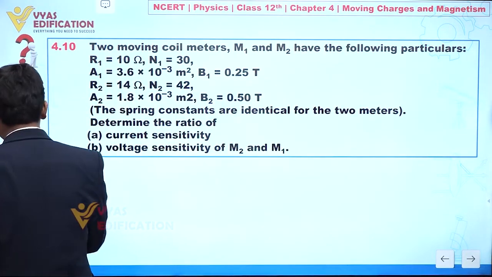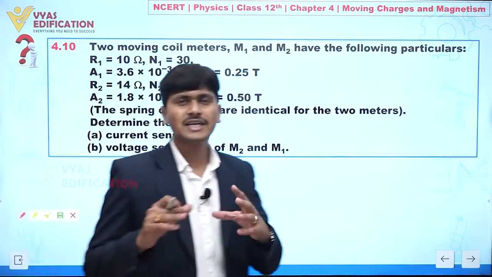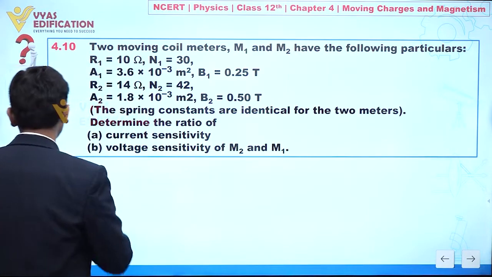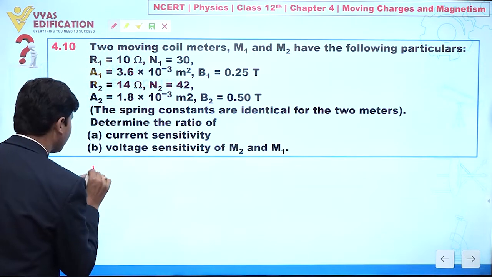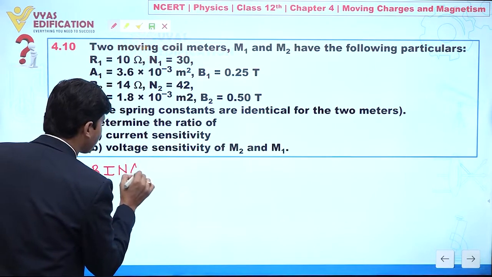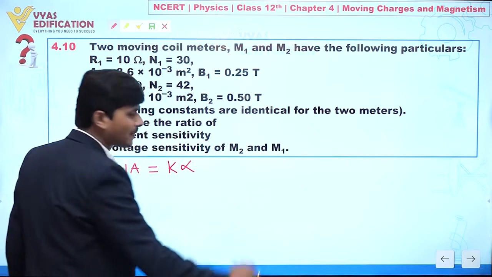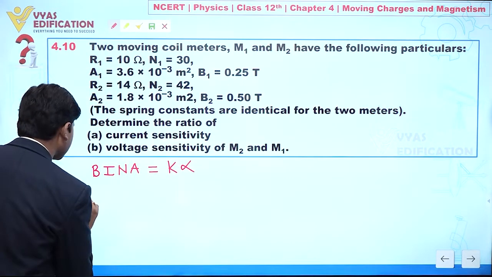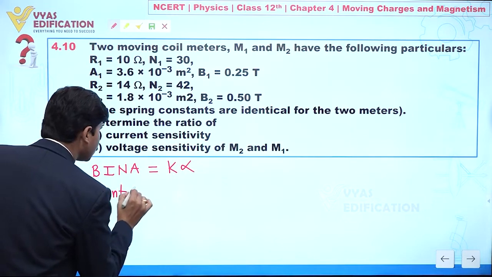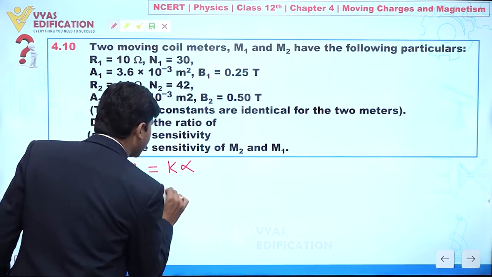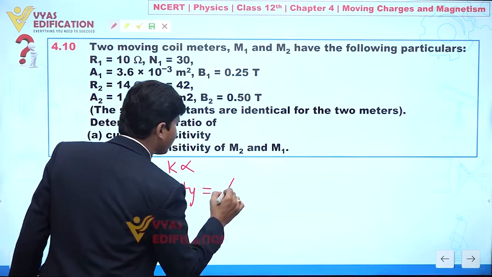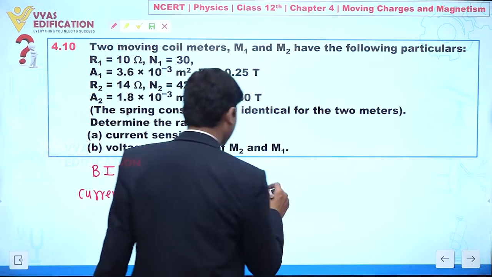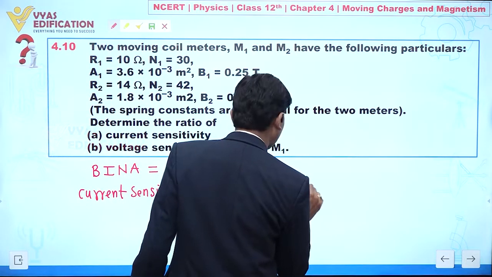Clear? So my dear student, whenever we studied the construction of a galvanometer, we found one principle, according to which NBIA is equal to K times alpha, where K is the spring constant. So first, if I talk about current sensitivity, current sensitivity is defined as deflection per unit current. From this formula we can write deflection per current as NBA divided by K.